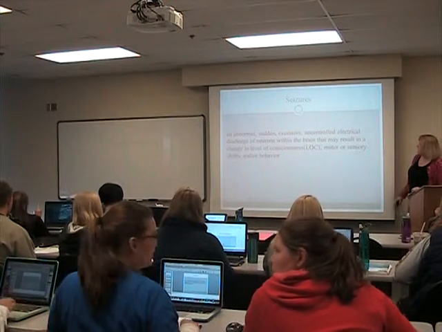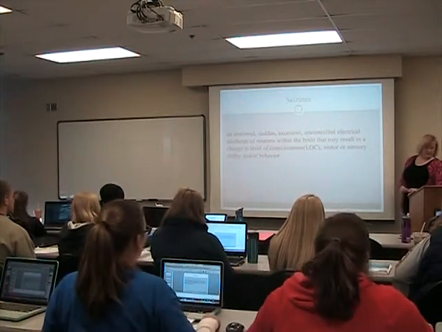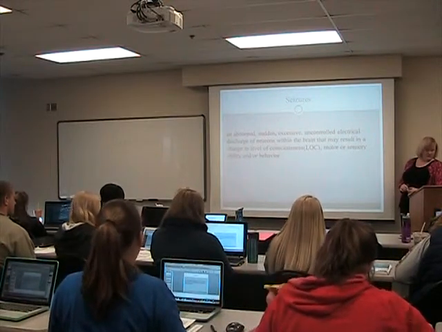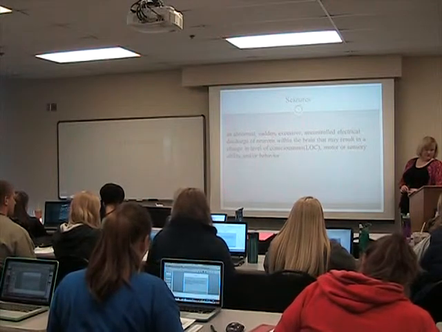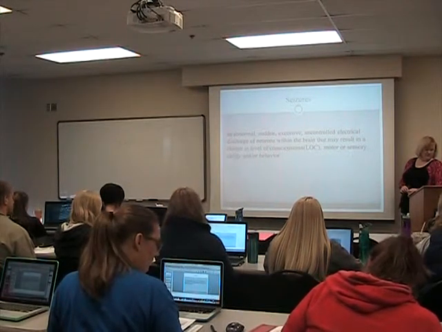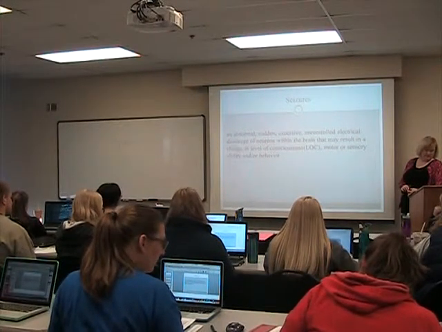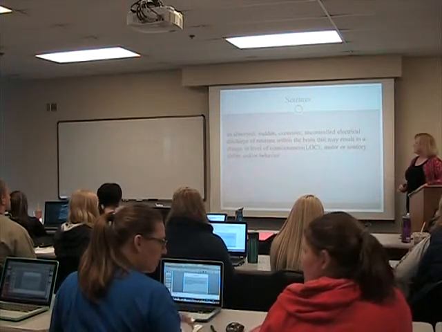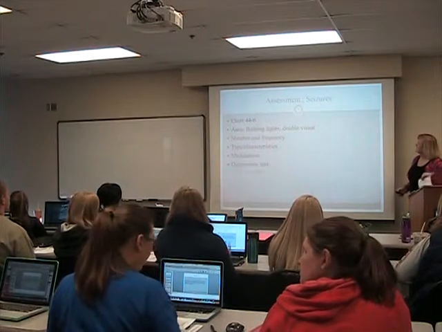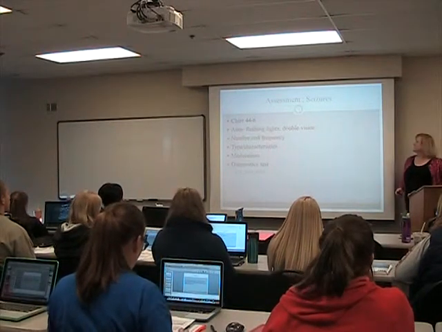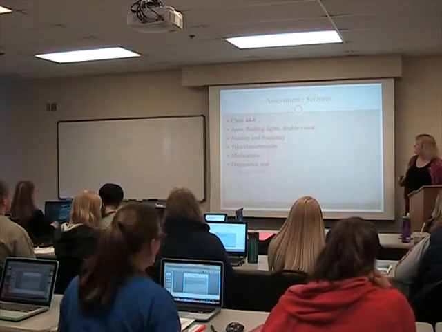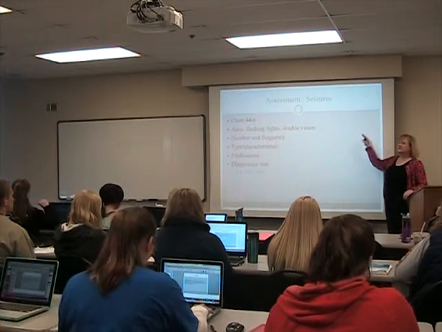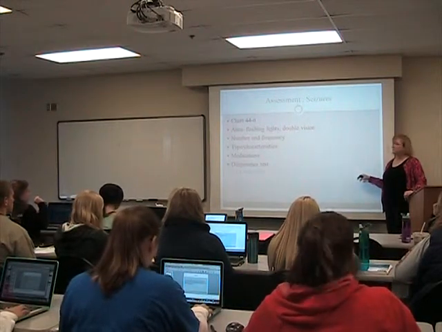First one is seizures. Seizures are an abnormal, sudden, excessive, uncontrolled electrical discharge of neurons within the brain that may result in a change in the level of consciousness, motor, or sensory ability and or behavior. In your book, chart 44.6 gives you a bunch of assessments and data for your seizures.